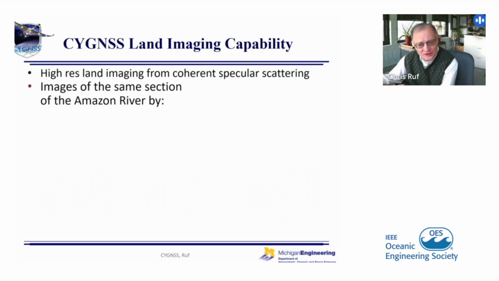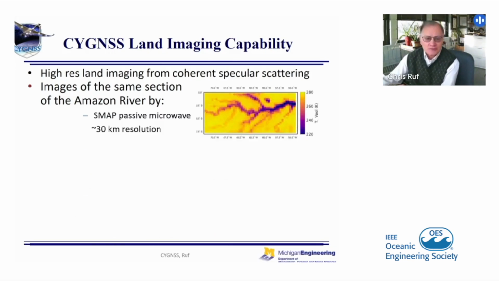So I'm going to give you some examples of measurements made of a particular section of the Amazon River, and the first two examples will be measurements made by other satellites that have different spatial resolutions. These are all measurements made in the microwave at a very similar frequency to the GPS frequency. This first one is measured by NASA's SMAP passive microwave radiometer, and the resolution is about 30 kilometers. So you can see this main branch of the Amazon and then these tributaries, resolved with about 30 kilometer resolution.